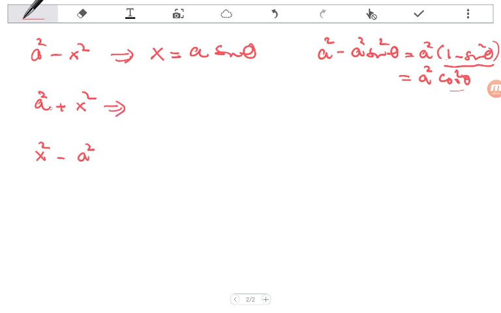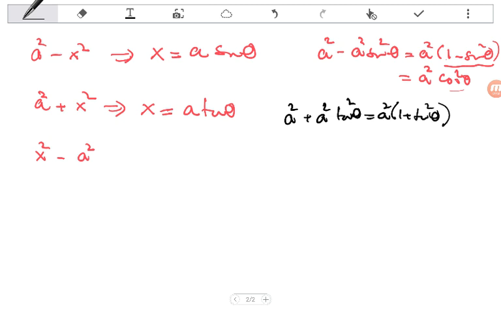Also for a squared plus x squared, we use the substitution x equals a tan theta. Why? Because if we substitute, a squared plus a squared tan squared theta, we have a squared times 1 plus tan squared theta. 1 plus tan squared is sec squared, so instead of two terms we have only one term. If this was inside a square root, it will be a sec theta only. It will be simplified.